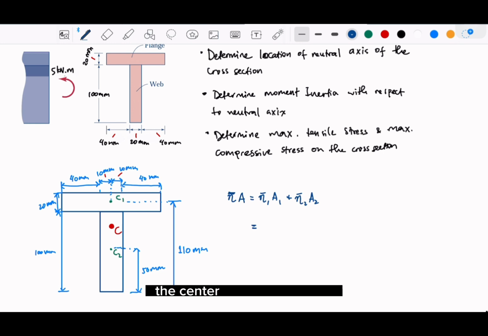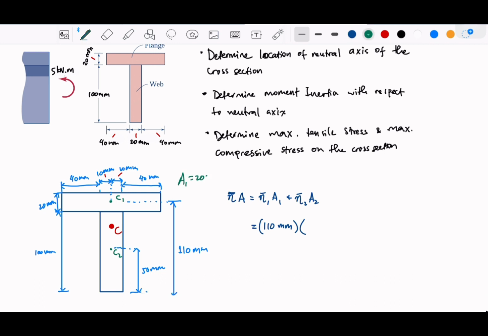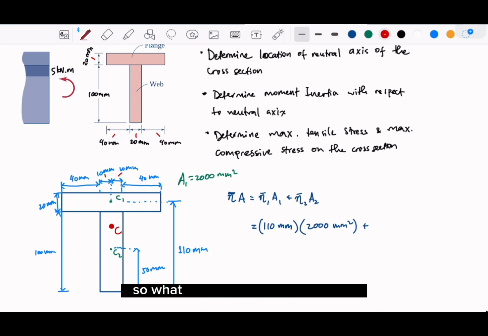And then, where is the distance? Okay, the center. The distance is C1. So we get from our base here that this is the distance 110. Okay, so we take 110 millimeter, multiply with the A1. So let me write here, A1 is 2000 millimeter squared, so this is 2000. And then plus, so what we want to find is this, right? The red one.